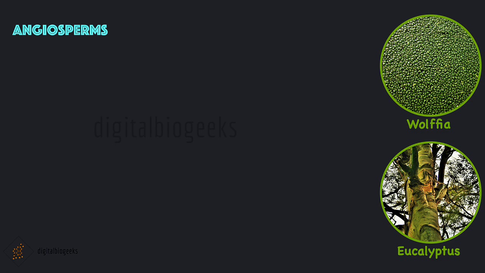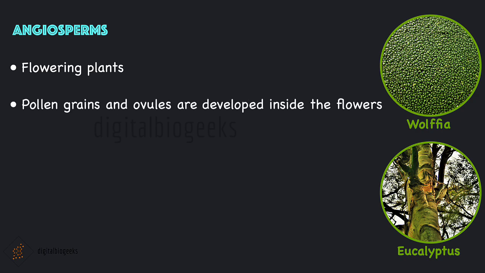Now let's learn about the last subgroup in the plant kingdom, the Angiosperms. They are known as flowering plants. From the smallest Wolffia to tall trees like eucalyptus, all are there in Angiosperms. We learned that in gymnosperms the ovules or seeds are naked, right? However, in Angiosperms, the pollen grains and ovules are developed inside the flowers and seeds are enclosed in the fruits.